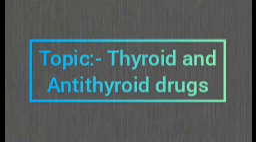They cross the placental barrier and can cause fetal hypothyroidism. Both propylthiouracil and methimazole are safe for use in pregnancy. Propylthiouracil is preferred to methimazole for treatment of hyperthyroidism during first trimester of pregnancy.